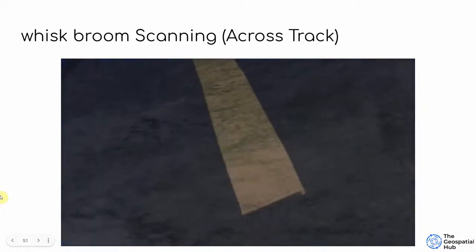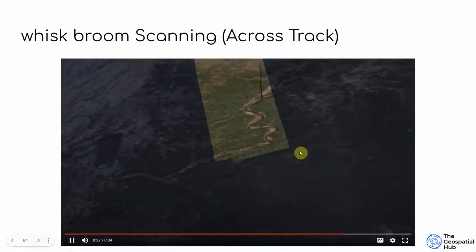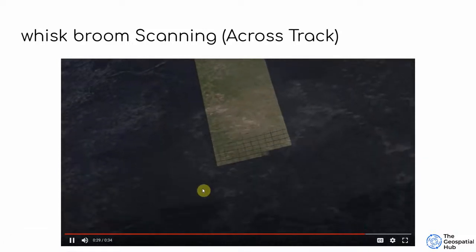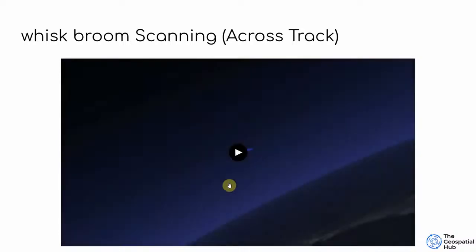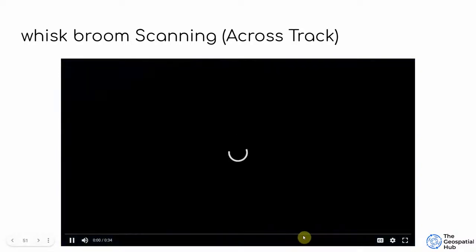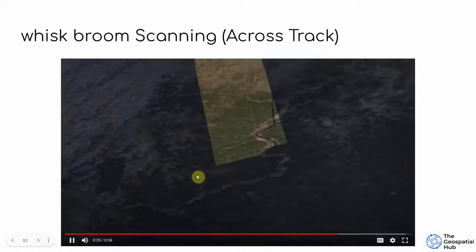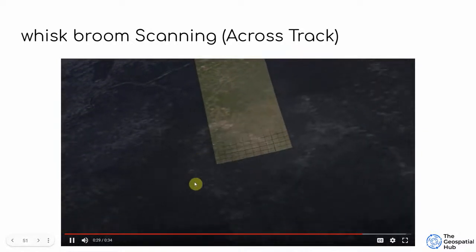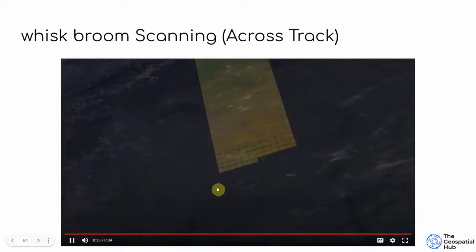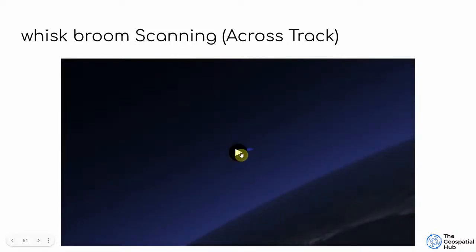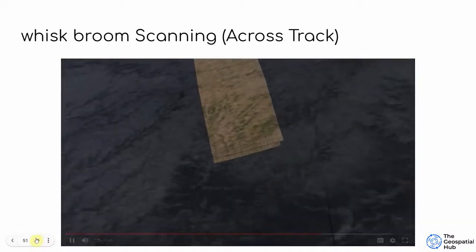Right now, this is how it is scanning. If you notice, it is scanning this way. Imagine you are sweeping: you sweep this way, you come back, you sweep this way again. So I'll play that part again. See, it's going this way, and this way, and this way. That's why it gets named whisk broom, like you're sweeping from one end of the room to the other end of the room.